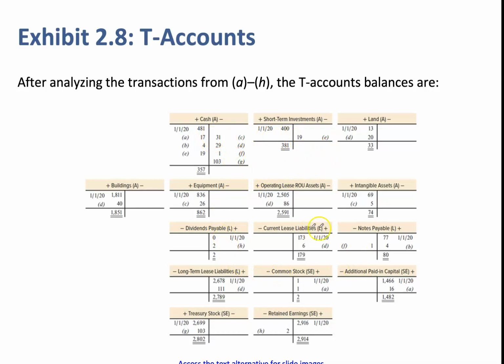Now, at the end of the period, the collection of T accounts shows the beginning balance, the change of the account, and then the ending balance of each account. For example, cash started with 481, increased by cash issuance, borrowing from the bank, and so on, and then decreased for some other transactions. At the end of the day, we have $357 in cash. Now you can see it's very simple to tell the ending balance of any single account with the help of a T account.